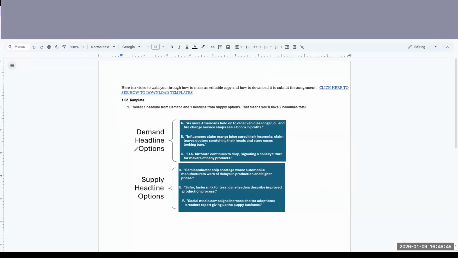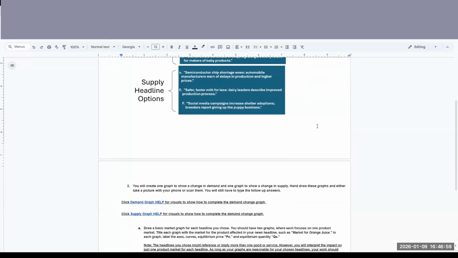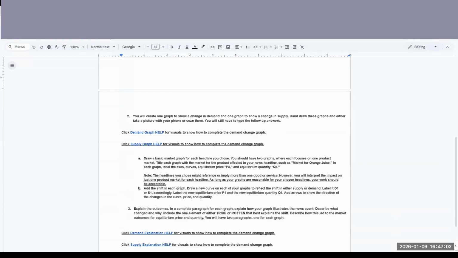You're going to pick one of the headlines from demand, so either A, B, or C. You're going to pick one headline from supply, so either D, E, or F. So you're only going to pick one from each. That's going to be two headlines total. And then it says you will create one graph to show a change in demand and one graph to show a change in supply.